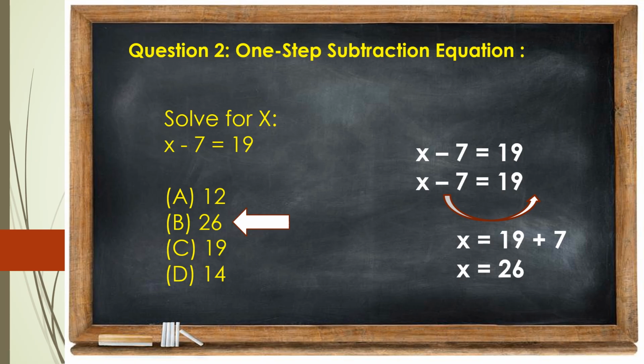Now we have x equals 19 plus 7. 19 plus 7 equals 26. Option A is a trick because if you subtracted 19 minus 7, you would get 12. Remember, if it starts as subtraction on the left, it becomes addition on the right. Letter B is our answer.